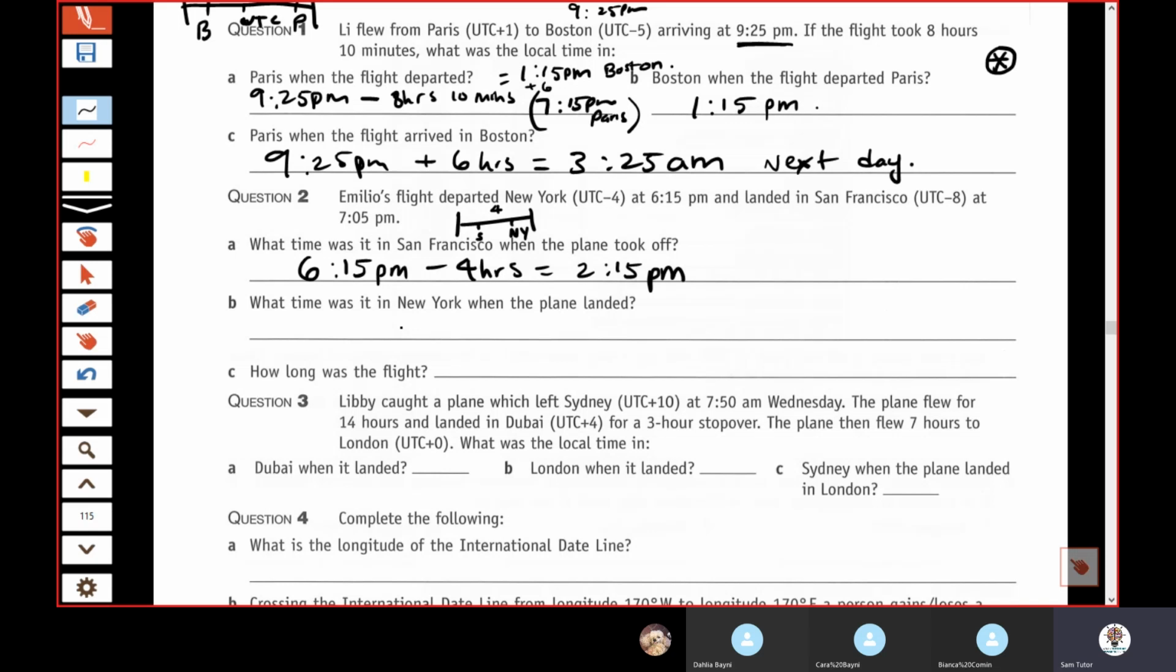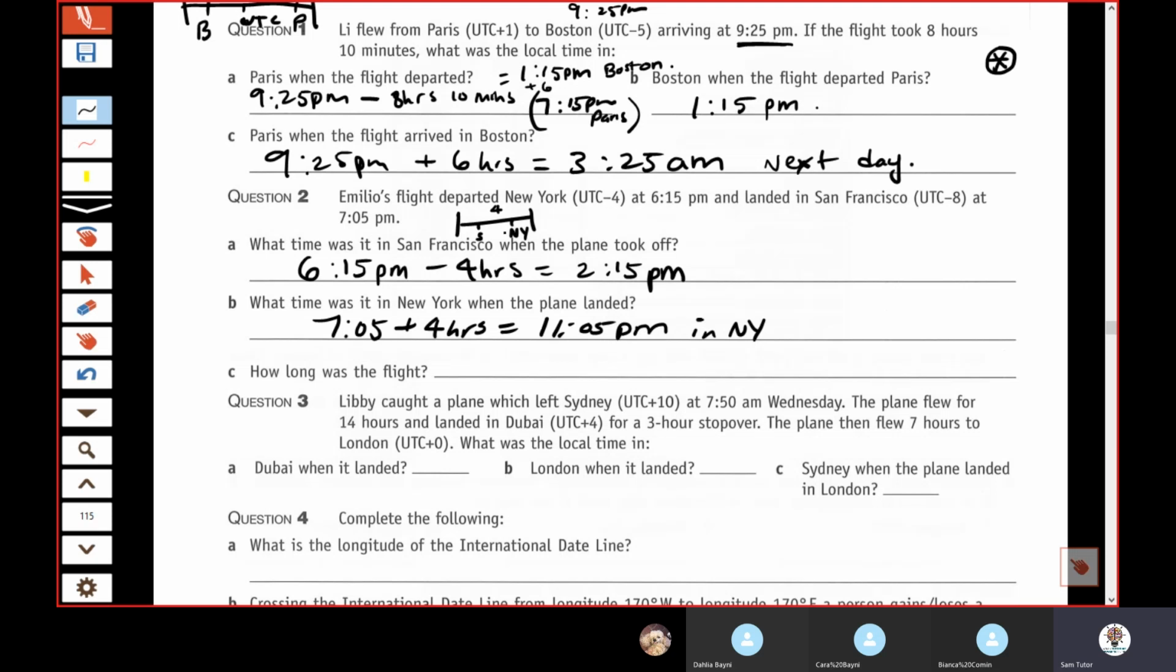What time was it in New York when the plane landed? Well, the plane landed at 7:05 p.m. in San Fran. You know that New York is 4 hours ahead. So of course you're just going to add 7:05 plus 4 hours. It would be 11:05 p.m. in New York when it landed in San Fran. How long was the flight?